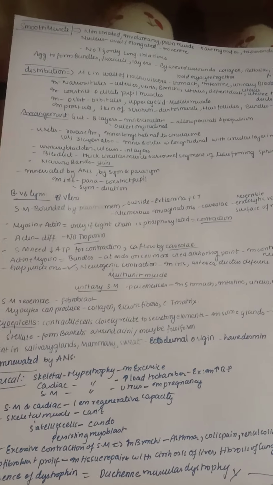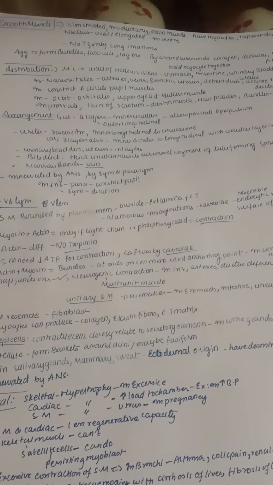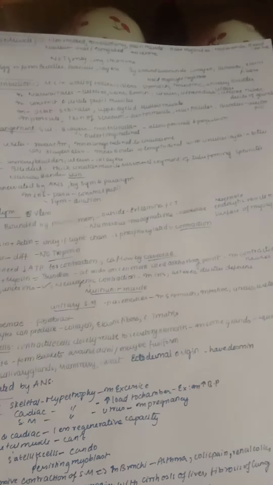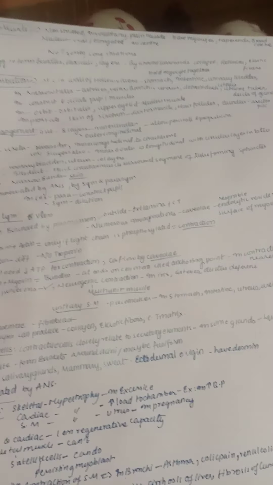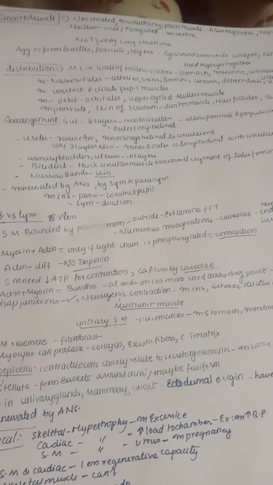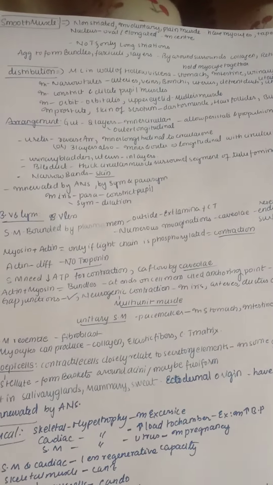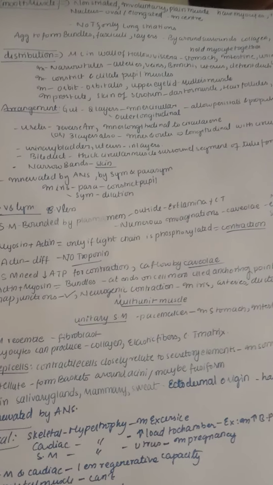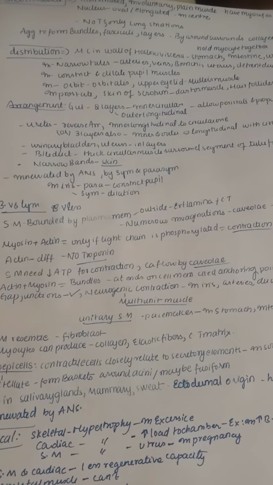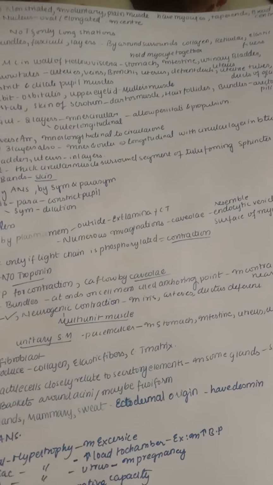Now let us start with our smooth muscle. The smooth muscle is non-striated, it doesn't have any striations, it is involuntary, and it is a plain muscle, having myocytes with tapered ends and a broad center. The nucleus is oval and elongated in the center, and there is no transverse striation, only longitudinal striations are present. It aggregates to form bundles and fasciculi, surrounded by collagen, reticular and elastic fibers.